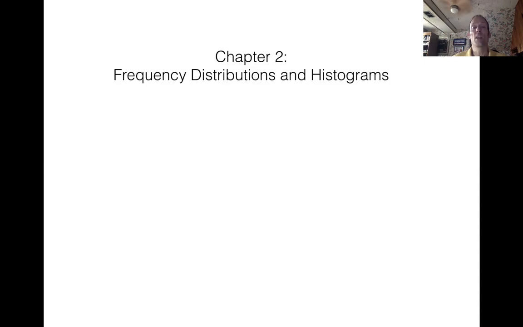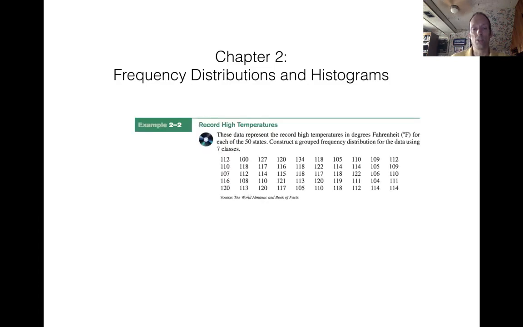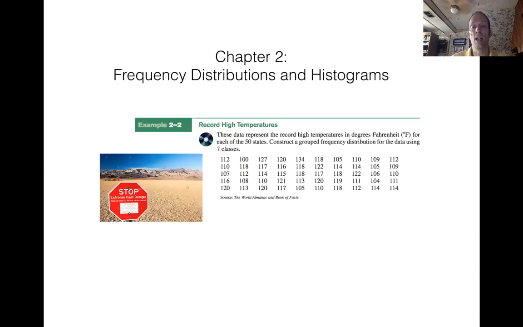And a histogram is what takes the frequency distribution chart and turns it into graphics. There's a lot of analytics we can glean by looking at the graphics that we can't see in the frequency distribution chart. So what we're going to do is start off with a data set here. The data set represents the highest temperature any state ever had recorded, all 50 states. The instructions ask us to create a grouped frequency distribution for the data using 7 classes.